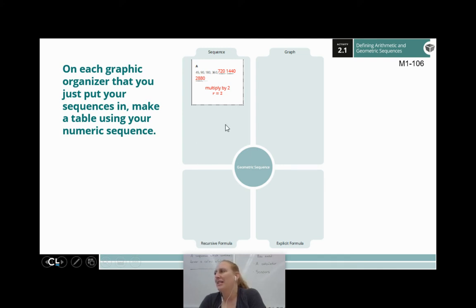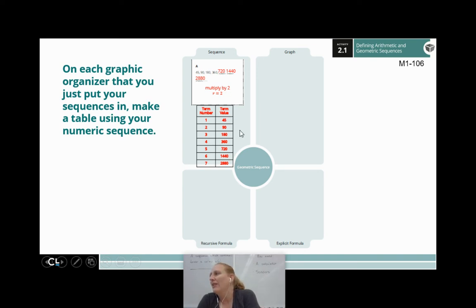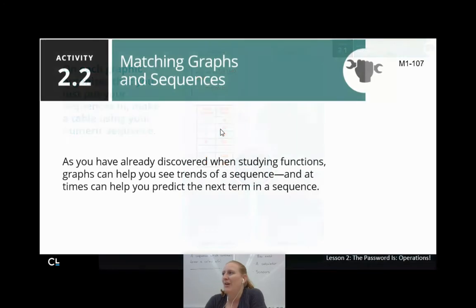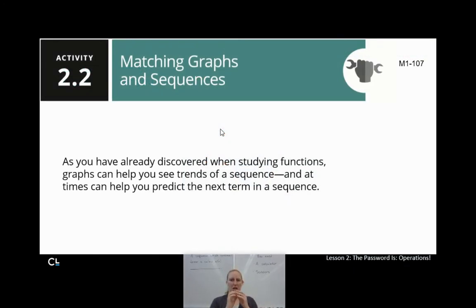So I made a lovely table here. My term number, 1, 2, 3, 4, 5, 6, 7, because I have 7 terms. This is a geometric sequence, by the way. You may have noticed sequence A is geometric, so that's why I'm on a geometric page. And then I just put the values over here: 45, 90, 180, 360, 720, 1,440, and 2,880. My table bled off a little bit, but hopefully your table is nice and neat and you can see it. So you've done that for all of your pages. You glued in your card and you've put in a table. Now, let's talk about graphs, shall we?